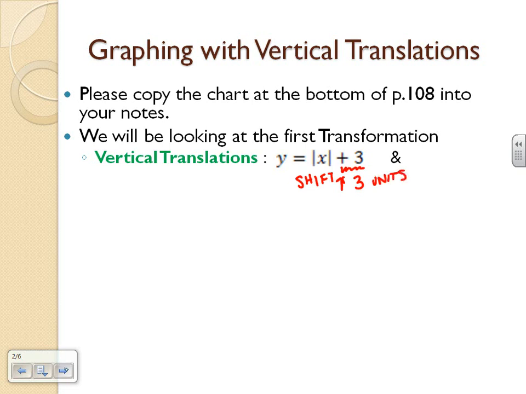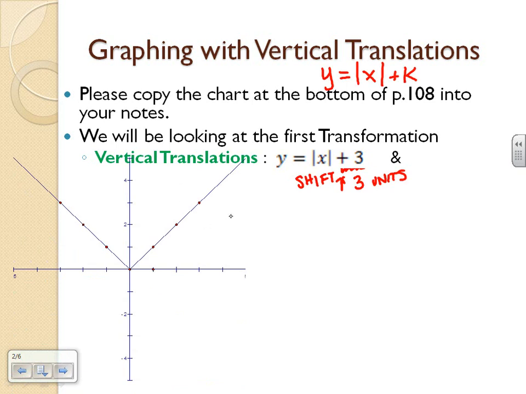Okay, so here's a graph with the parent function already on it. Here's our 0, 0, 1, 1, 2, 2, 3, 3, and so forth on. So now what we're going to do is we're going to take all of those, we're going to start with the vertex, and our vertex is going to move up 1, 2, 3 units. So now, instead of being at 0, 0, our vertex is at 0, 3.